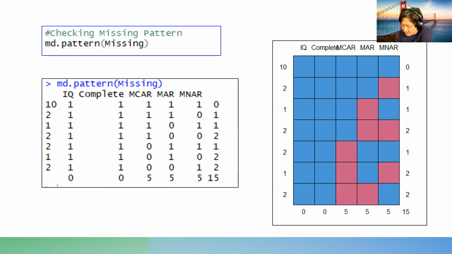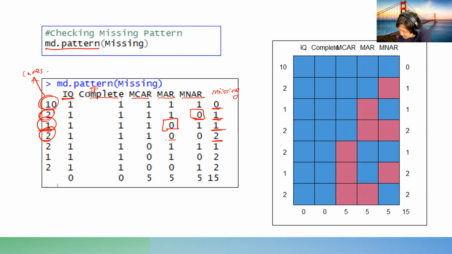If you run md.pattern, you can evaluate the patterns of your missing data. So this means, okay, we have IQ score and job performance, complete data, and MCAR, MAR, MNAR, right? So the 10 cases have no missing. This is missing. And 2 cases have 1 missing, and that missing occurs here. Okay, and 1 case has 1 missing, and that missing occurs here. And the same thing, 2 cases have 2 missing, and that missing occurs here.